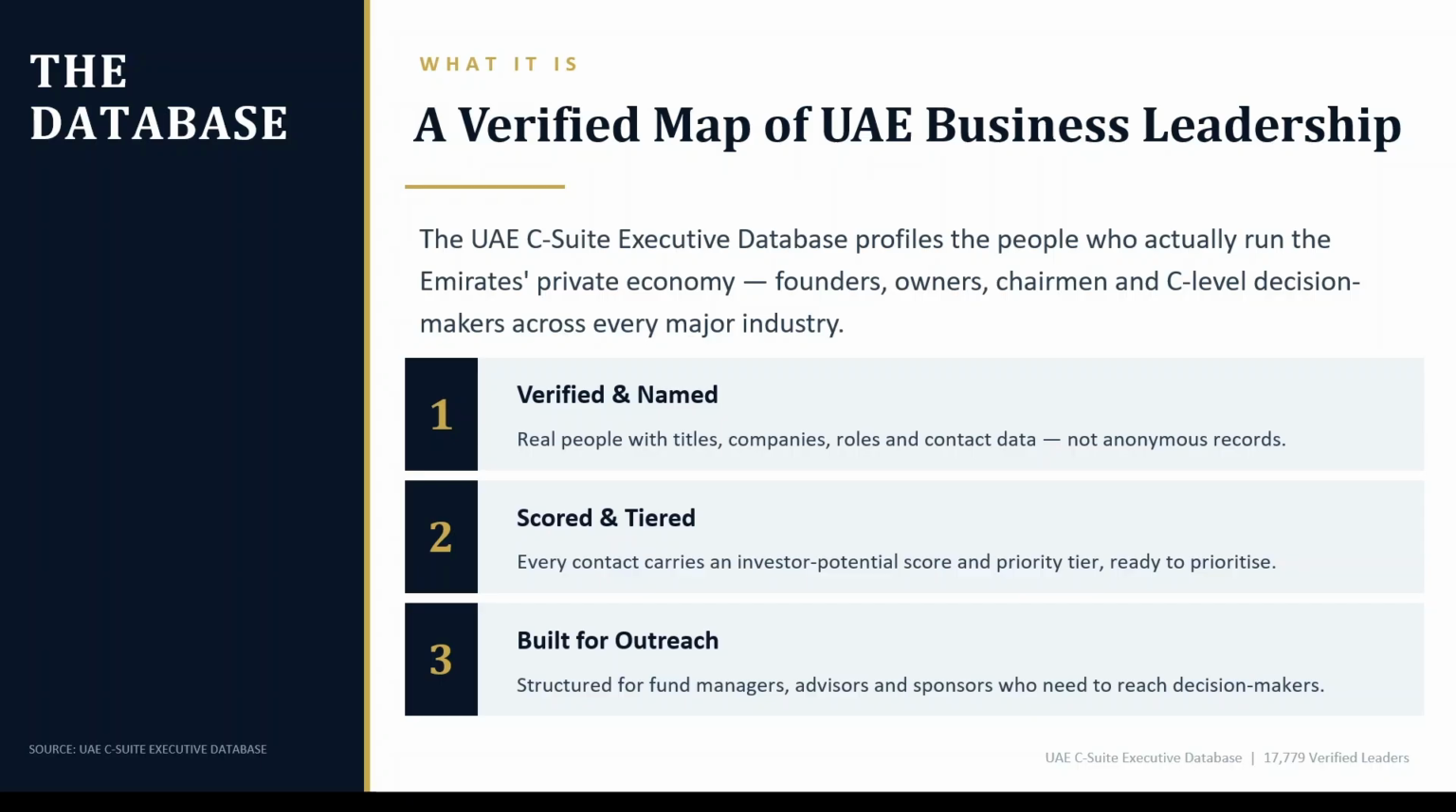Number one, they're verified in name. These are real people with titles, companies, roles, and contact data, non-anonymous records. Two, it's scored and tiered. Every contact carries an investor potential score and priority tier, ready to prioritize. And I've used a premium AI service to do this for me. It's a large database. I've matched it up with one of my other databases, and that's how the magic happens.